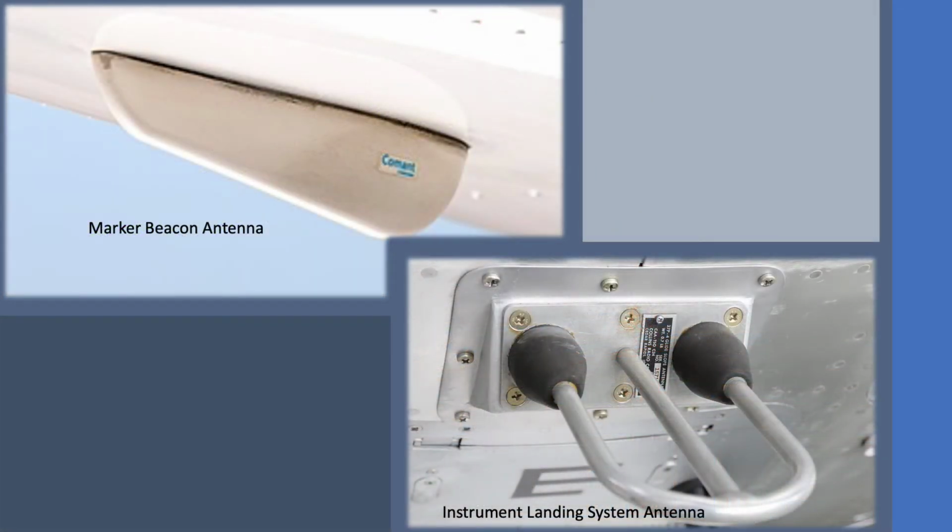The marker beacon signals are broadcast straight up and are received by the marker beacon antenna on the bottom of the aircraft. The localizer and glide slope signals are received by the ILS antenna, which may be mounted outside the aircraft or inside a non-metallic nose.